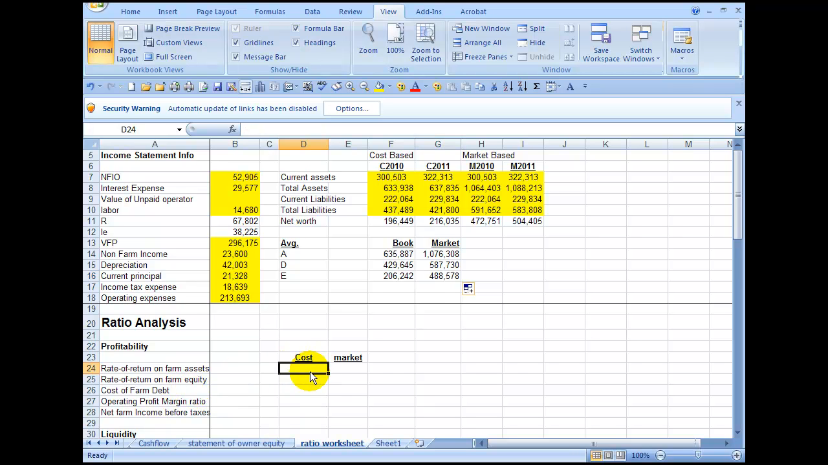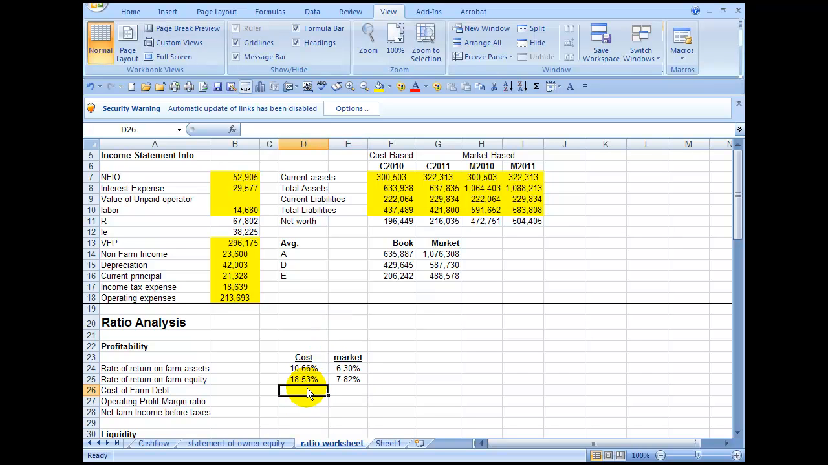First are our profitability ratios. Our return on farm assets is simply the return on assets divided by our average assets. We can do this for the market-based and the cost-based. The return on assets is the same number, so what we're dividing it by, though, is a different average assets. So we get different amounts. Return on equity is our return on equity divided by our average equity. Return on equity divided by average equity for market.